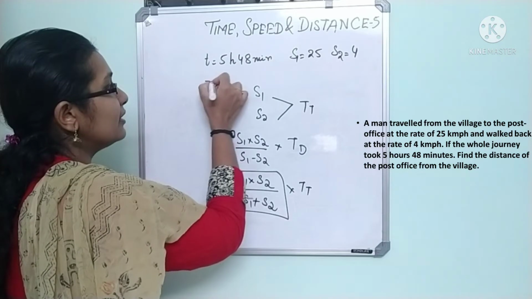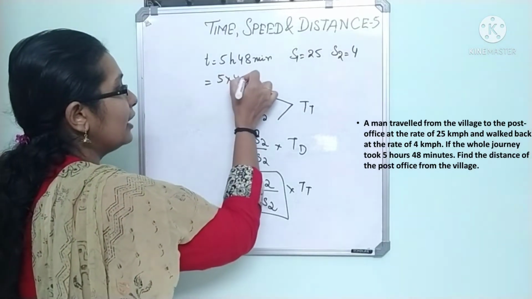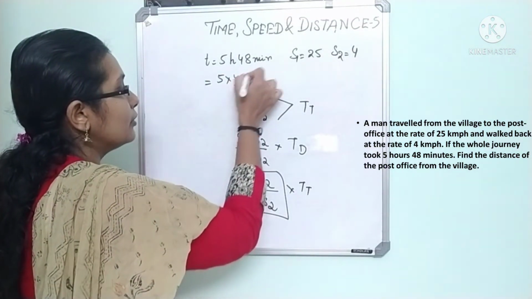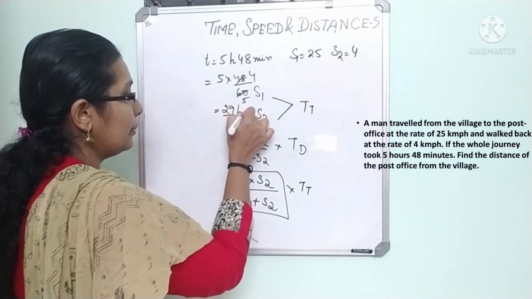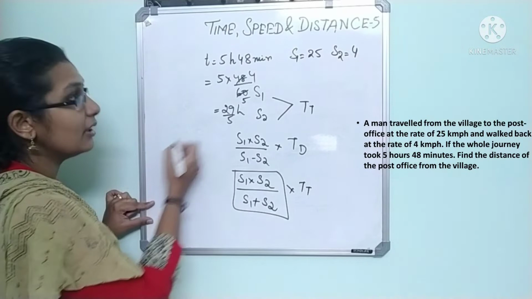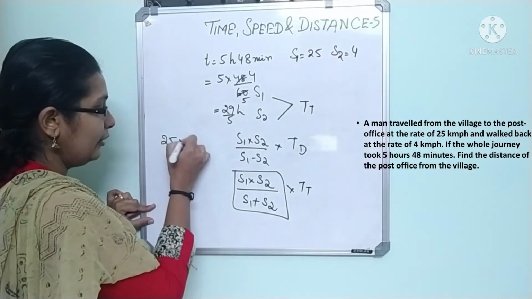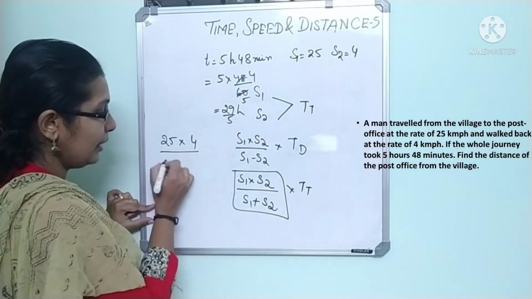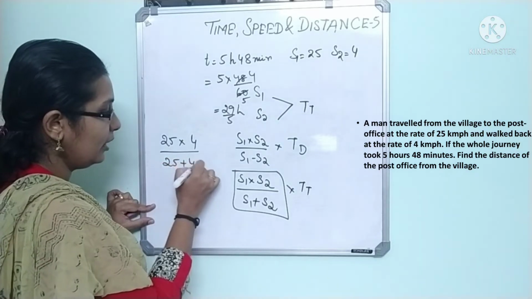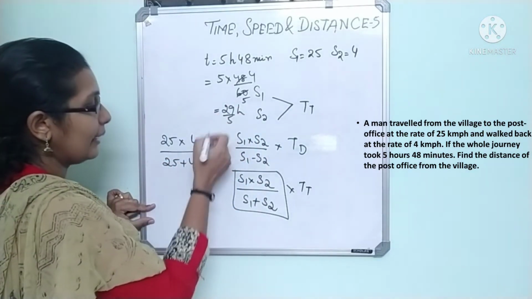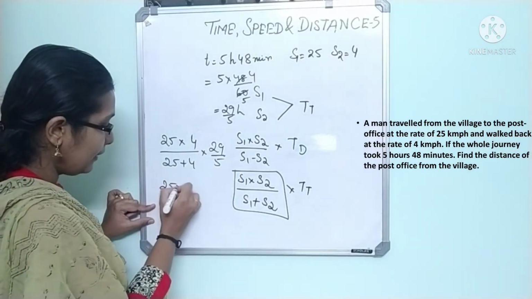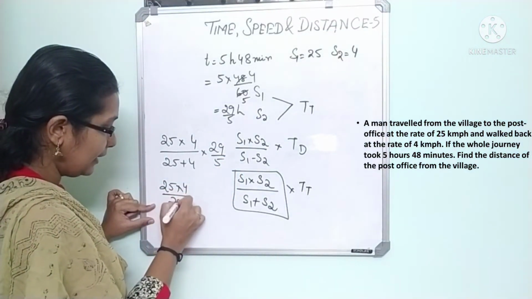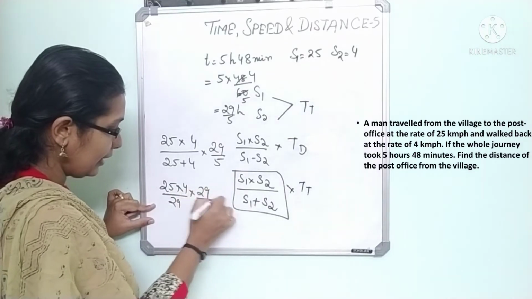So we have found the time as 5 into 48 by 60. 12 5s are 29 by 5, correct? 29 by 5 hours. So S1 here is 25 into 4 divided by 25 plus 4, into total time. Total time is 29 by 5. So 25 into 4 divided by 29, into 29 divided by 5.